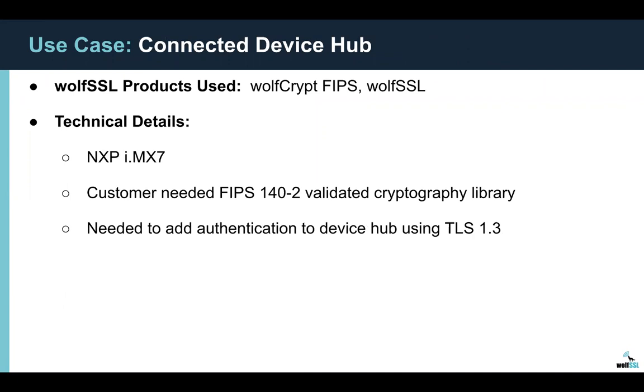Next use case here is a connected device hub. This used wolfCrypt FIPS and wolfSSL. This is on an NXP IMX7. Again, another customer that had a FIPS 140-2 requirement. They needed to add authentication to this hub, specifically that used TLS 1.3. And wolfSSL has had TLS 1.3 support now for several years since it was standardized in 2018.